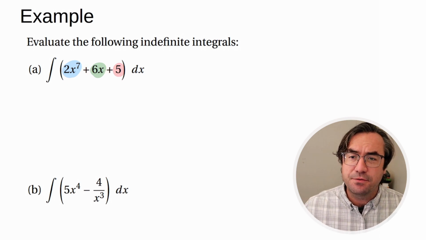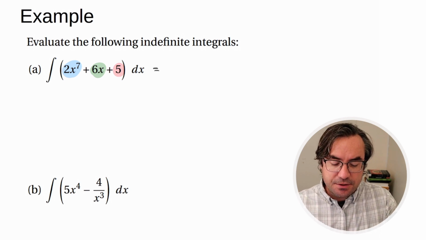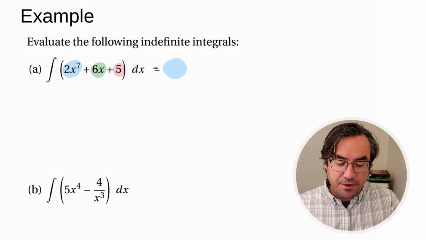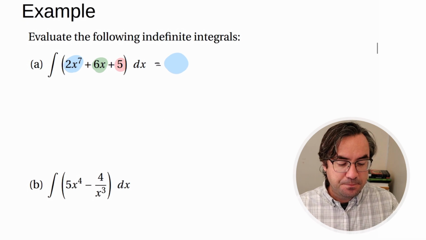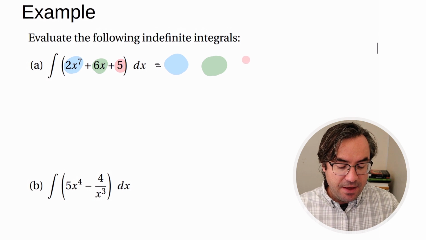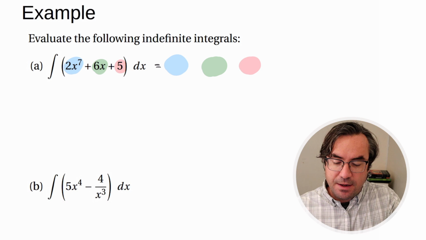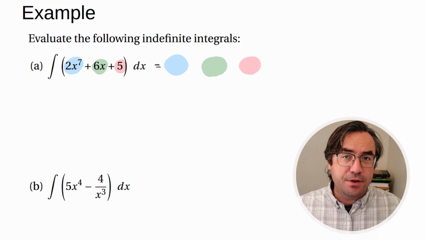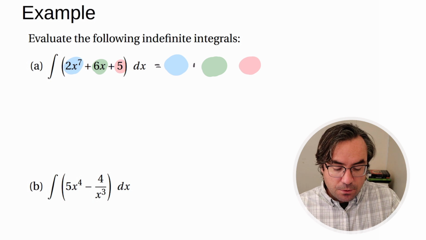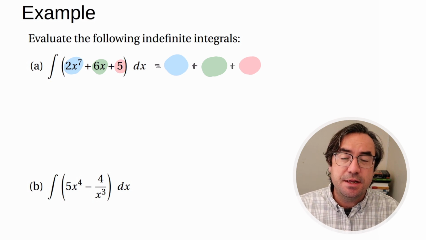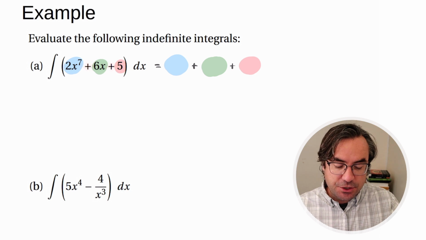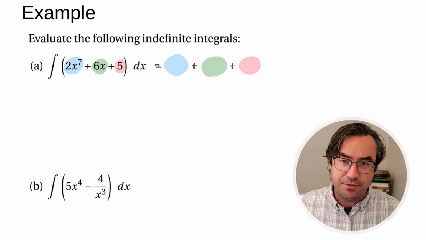All right, so we want to find the antiderivative of this. The idea here with this sum rule is we're going to focus first on getting the antiderivative of that 2x to the power 7. Then we'll get the antiderivative of the 6x, and then we'll get the antiderivative of the 5. Essentially the integration process keeps the structure the same, so the plus signs in the original function are going to stay plus signs in our antiderivative.